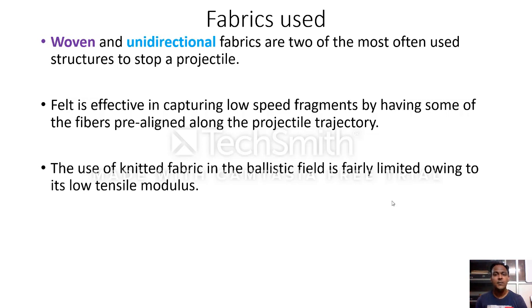Among the fabrics that are used in ballistic clothing, woven and unidirectional fabrics are the two most important types used to stop the projectile. Other materials like felt or knitted clothing are not much used, because felt is effective in capturing only low speed fragments by having some of the fibers pre-aligned along the projectile trajectory. So felt is not a recommended material for ballistic clothing. It could stop only the low speed fragments. The use of knitted fabric is fairly limited owing to the low tensile modulus. So woven and unidirectional fabrics are the most used fabric structures to stop the projectile.